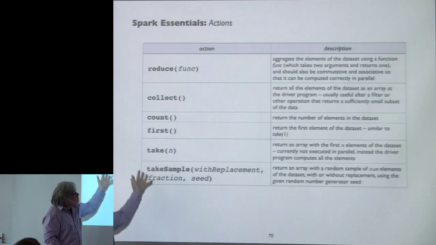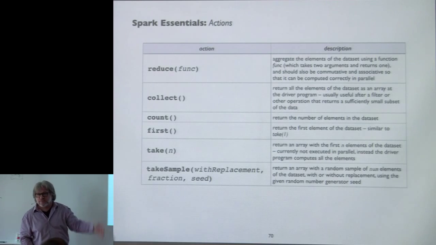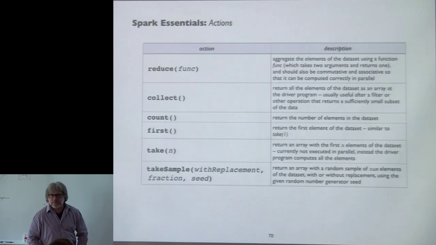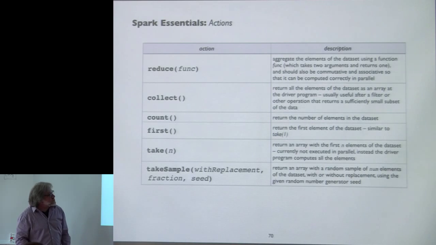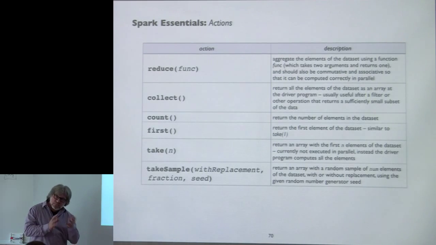So you could say take 2, that'll give you the first 2 elements out of an RDD. It's kind of like doing a limit in SQL. First is an alias for take 1. Or you could do take with sample. And that's a good way, as you're programming, just to build up some kind of pipeline and see what those elements look like. It's a good way to debug things.